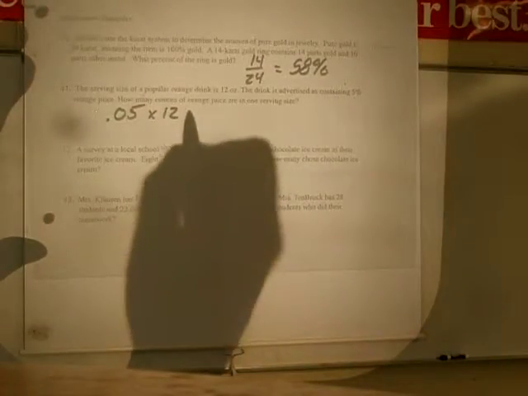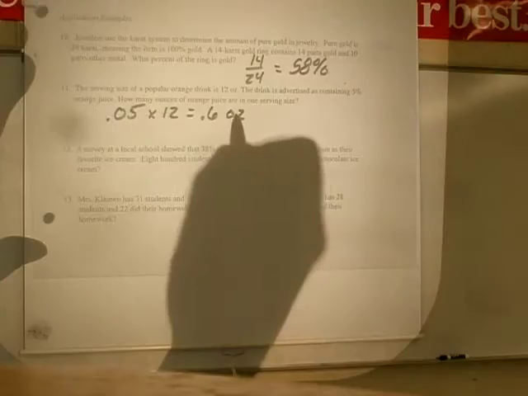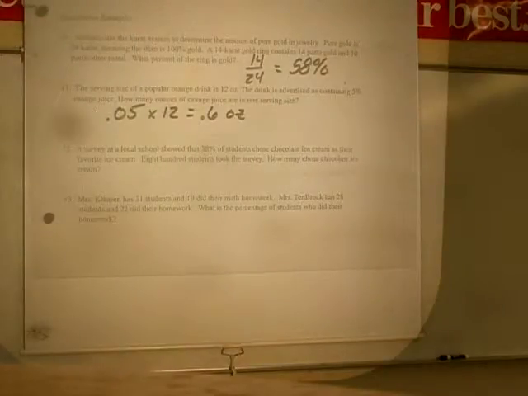Number 11, the serving size of a popular orange drink is 12 ounces. The drink is advertised as containing 5% orange juice. So 5% of the 12 ounces is orange juice. We're going to do 0.05, which is our 5%, multiply that by 12, because of the 12 ounces, only 0.6 of an ounce is juice.